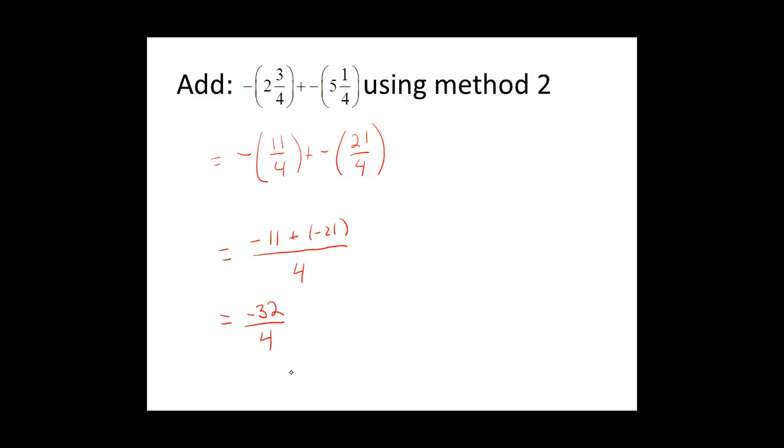32 divided by 4, we can divide both of these by 4. Negative 32 divided by 4 is equal to negative 8, and 4 divided by 4 is 1. So anything divided by 1 is itself, so our answer is negative 8.